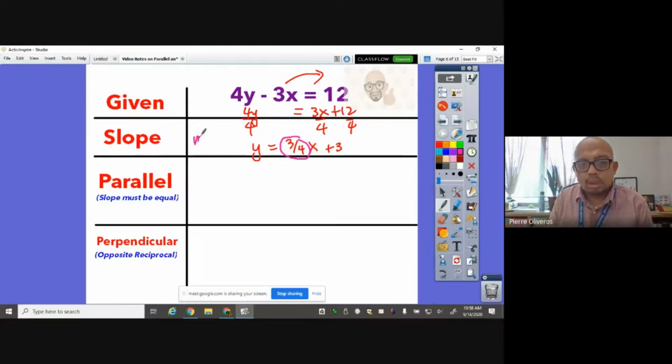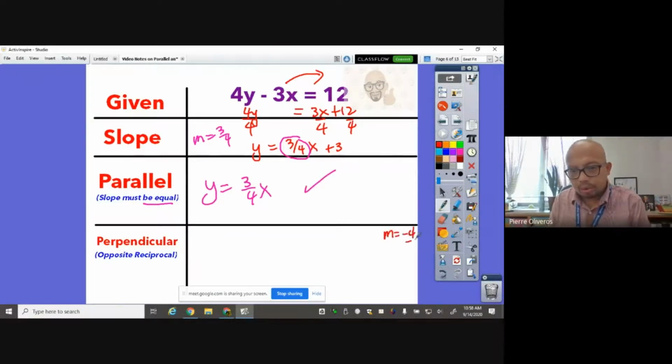So if the slope here is 3/4, my parallel line must have equal slope. So therefore, my equation is y is equal to 3/4 x plus any number there. Or I can leave it blank because that will be 0. So for the negative reciprocal of 3/4, I need to use negative 4/3. So I'm going to use y is equal to negative 4/3 x plus 1. Okay.